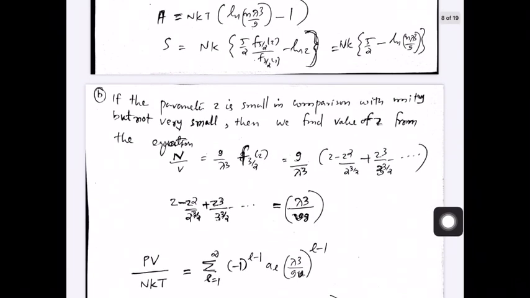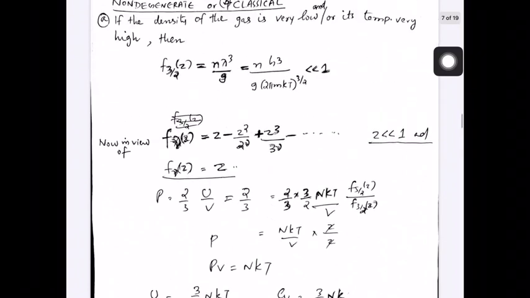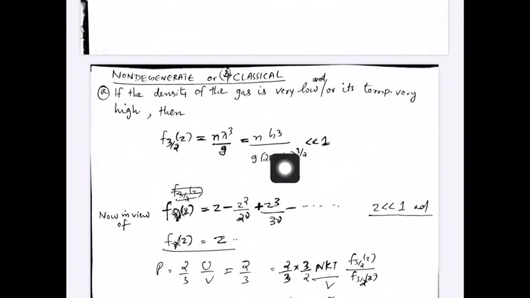Now, what if the parameter z is small in comparison with unity, but not very small? Here we assumed z is very, very small, so f_{3/2}(z) is far, far less than 1, very, very small.